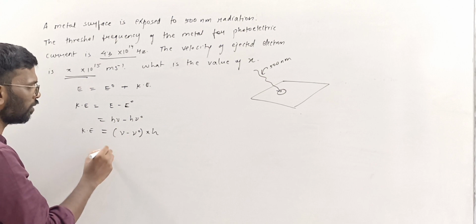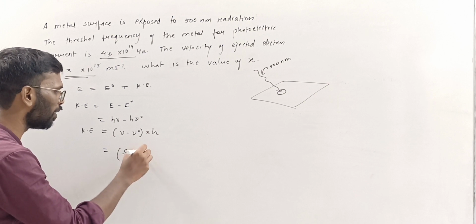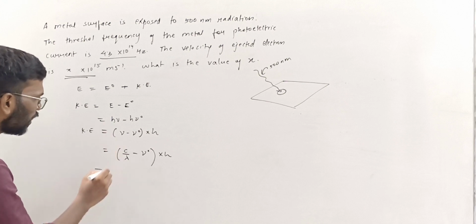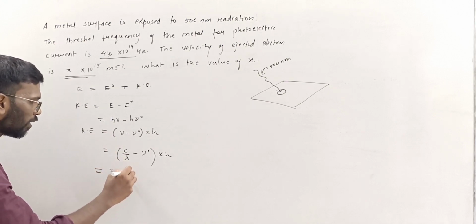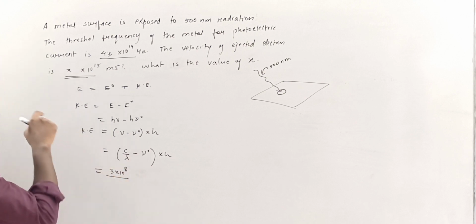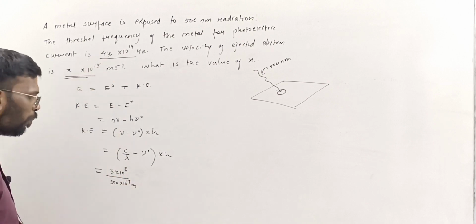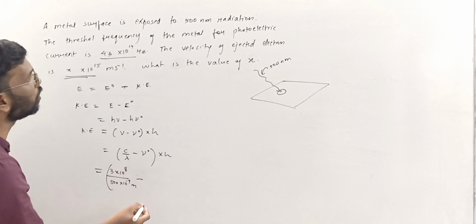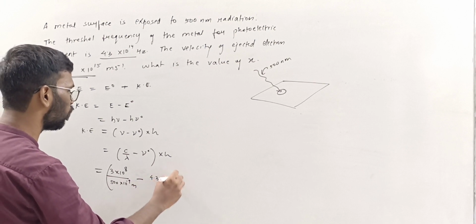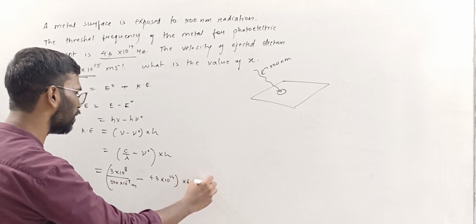Here, nu is not given, right? So I'll write nu is equal to c by lambda, nu naught is given, and h everyone knows. c is the speed of light, 3 into 10 raised to 8 meter per second. Let's not write units over here, it will be too much. Lambda, the wavelength, is given as 500 nanometer, which I have converted to 500 into 10 raised to minus 9 meter, and this is nu naught. Frequency is 4.3 into 10 raised to 14, and h is 6.626 into 10 raised to minus 34.